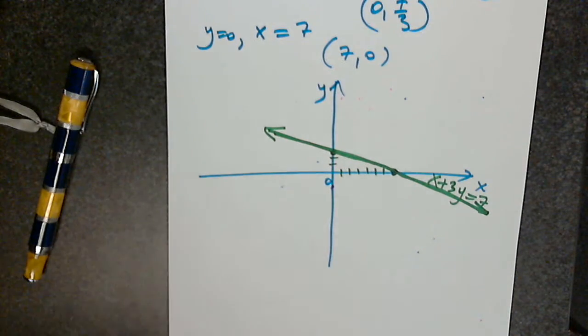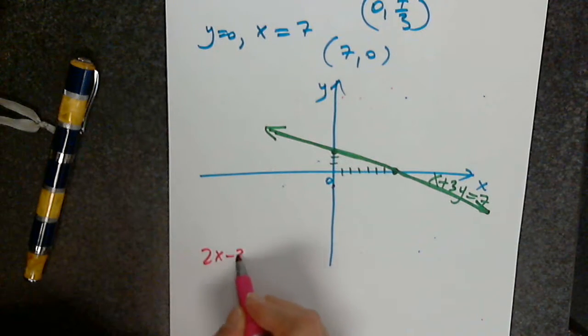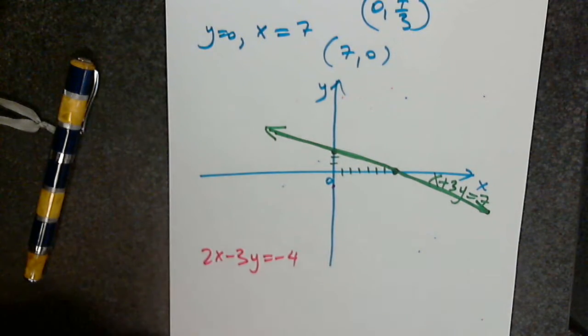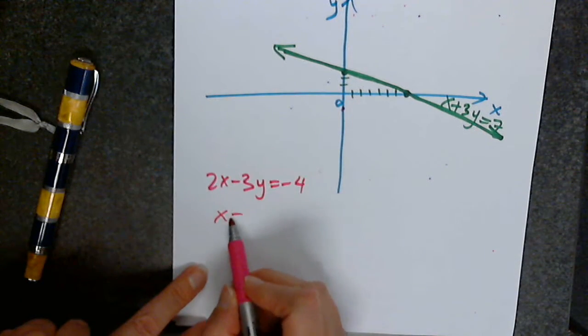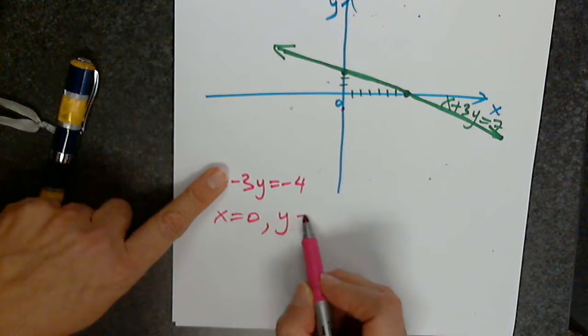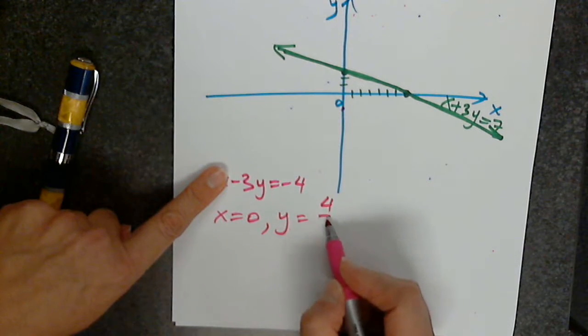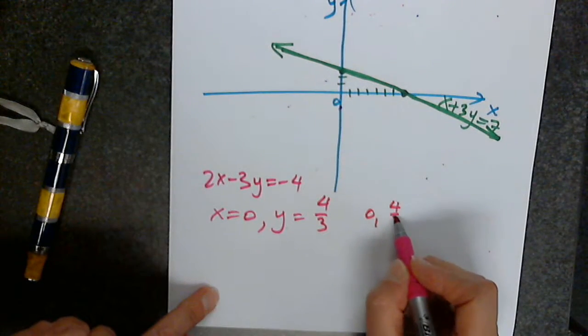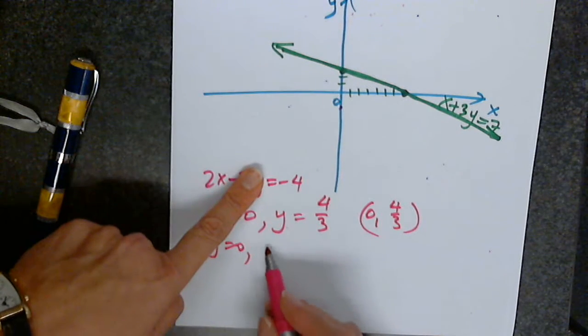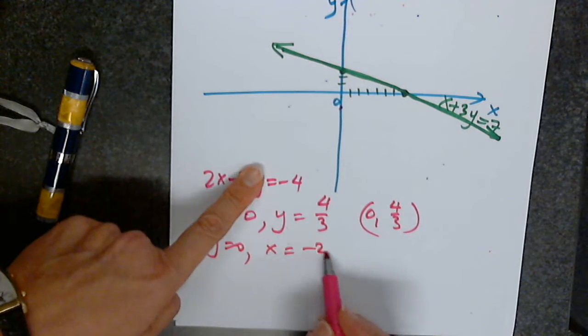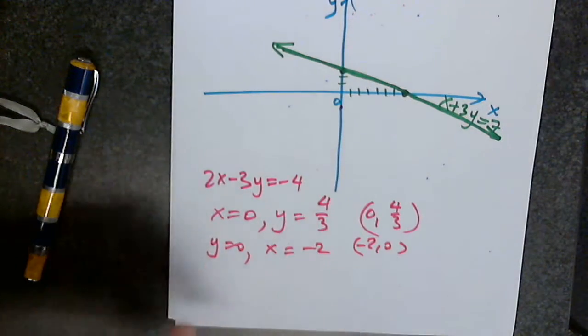We will repeat with 2x minus 3y equals negative 4. When x is 0, how much is y? 4 over 3. So 0, 4/3. And when y is 0, how much is x? Negative 2. So negative 2, 0. Very good.